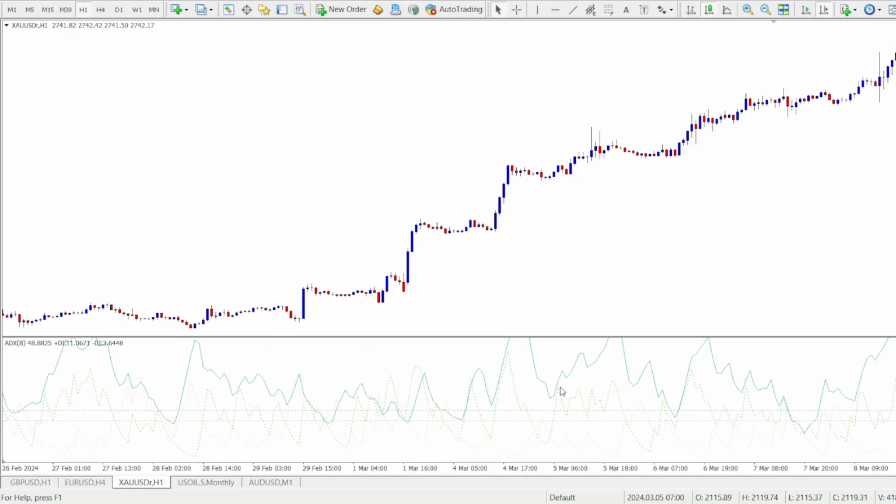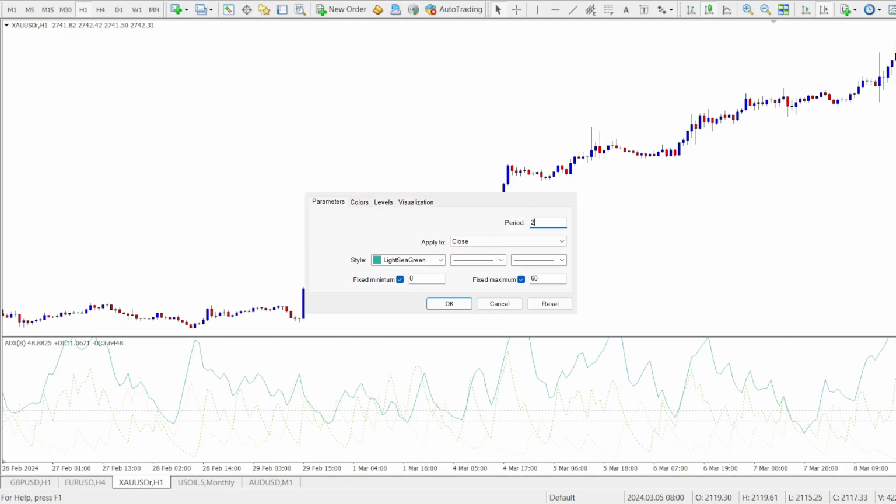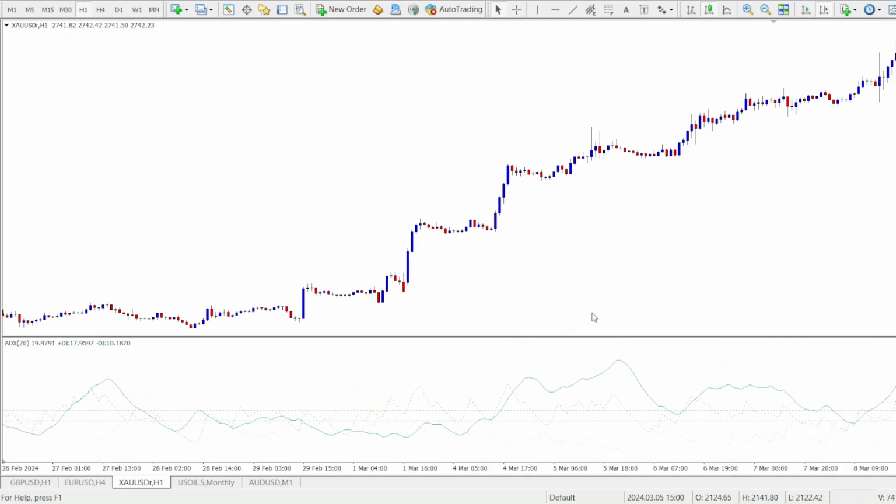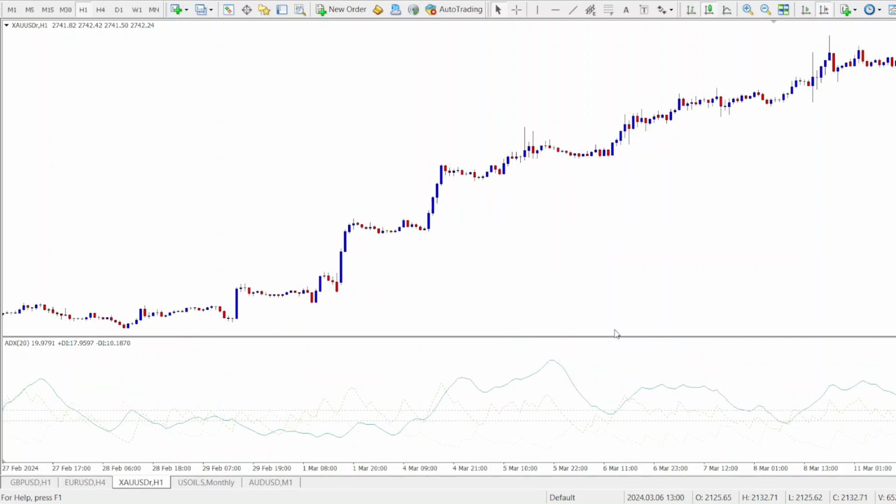On the other hand, if you are a long-term trader, setting the period to 20 might help you filter out the noise and focus on stronger trends. As we can see, the higher the period, the longer it takes for the ADX to respond to price changes. So this is fit for longer term traders.